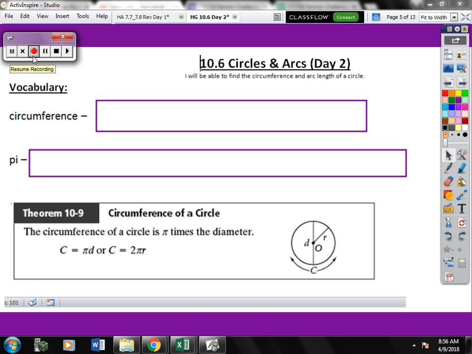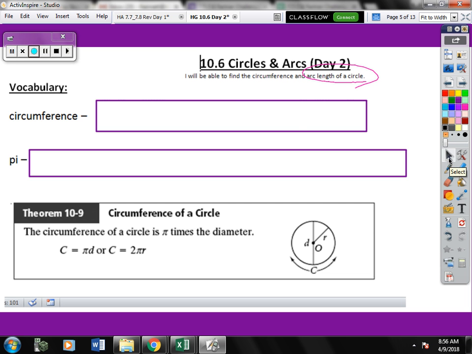Alright, so today, as I said, we're going to be looking at the length of an arc, not the measure of it, which is how many degrees, but the length of it if you were to actually figure out how long that part of the circle is. So to do that, we are going to be modifying the circumference formula to find just part of it.